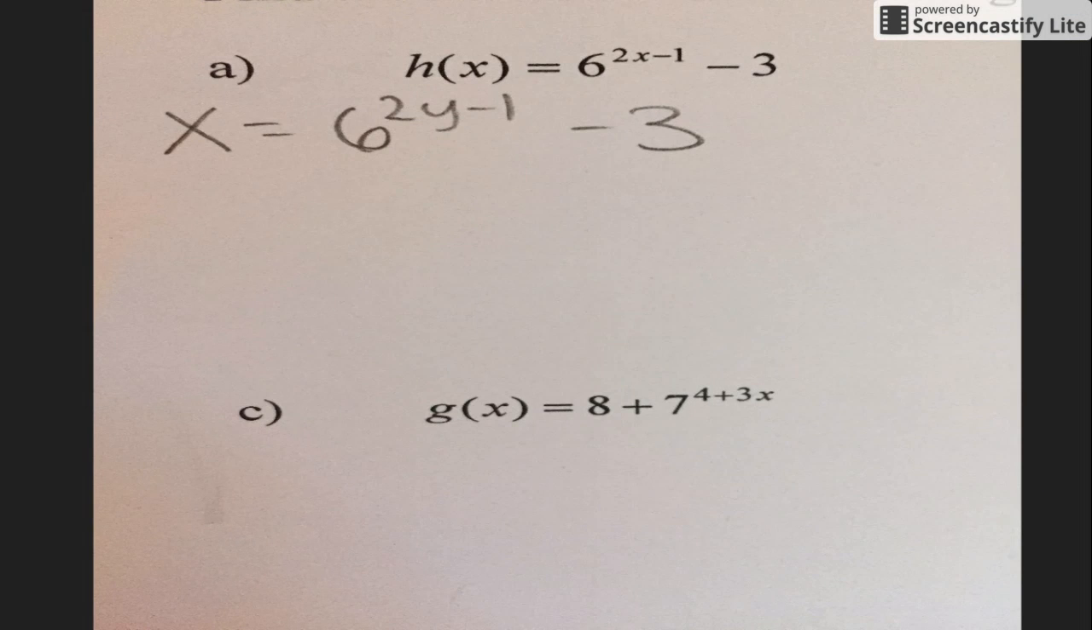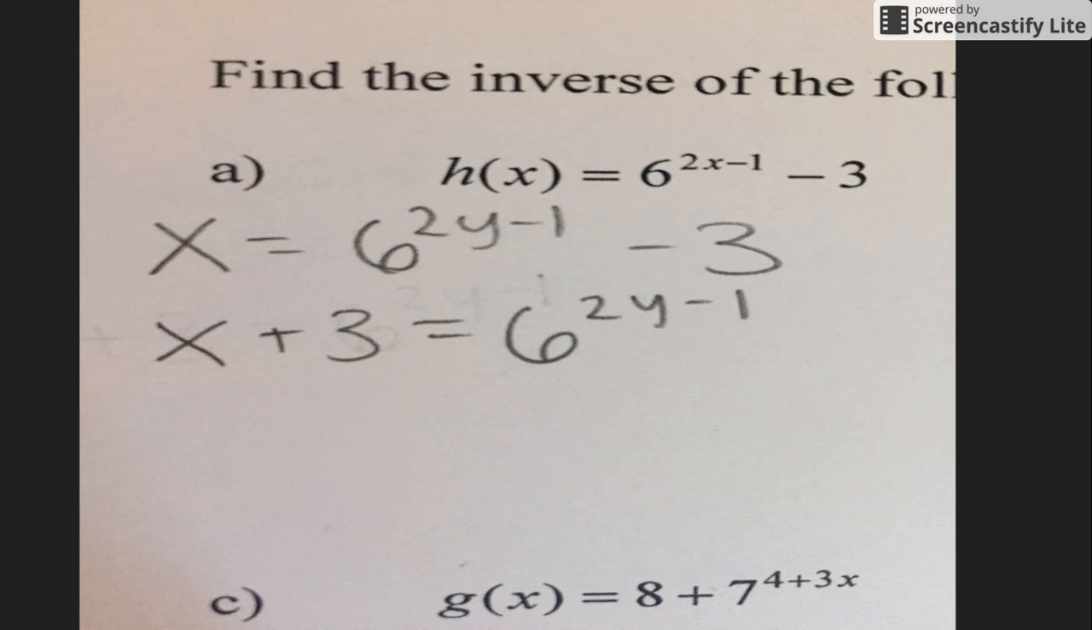And the next kind is when there's a variable in the exponent. So you'd start the same way where you switch out all your x's for y's. So in this case, the h of x turns into an x, and that's equal to 6 to the 2 times y minus 1, and then all of that minus 3. And next, you would add the 3 to both sides so that the base and its exponent are by itself. So you just want to get that 6 to the 2y minus 1 by itself on that side.